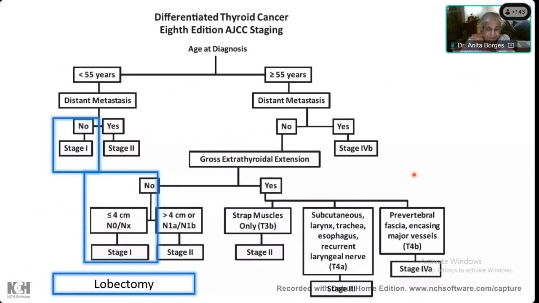This is differentiated thyroid carcinoma, the staging, and the 8th edition of the AJCC. And all of these that I have outlined in blue are those that require a lobectomy, despite the fact that, remember, this is differentiated thyroid carcinoma. This is not about adenomas, etc. And there is a whole lot of these tumors that do not require a total thyroidectomy. Okay, so we need to know how these patients are actually treated.